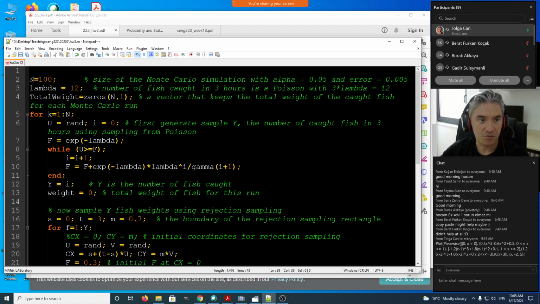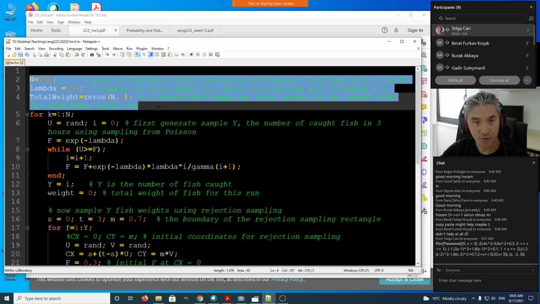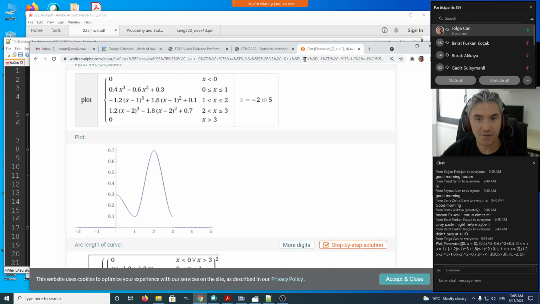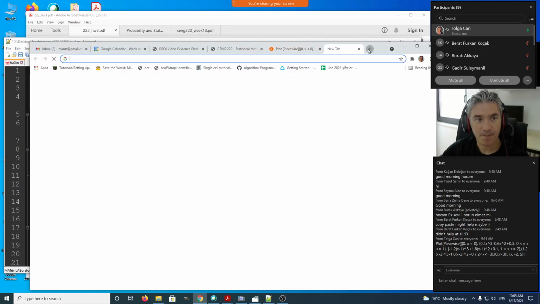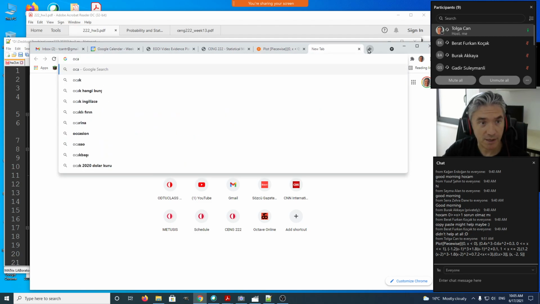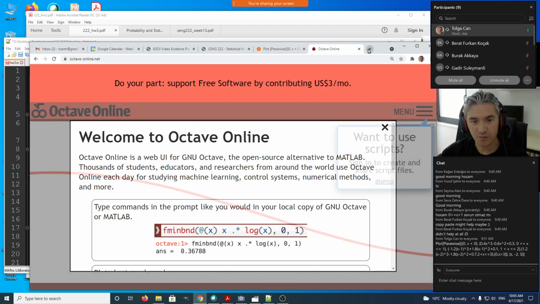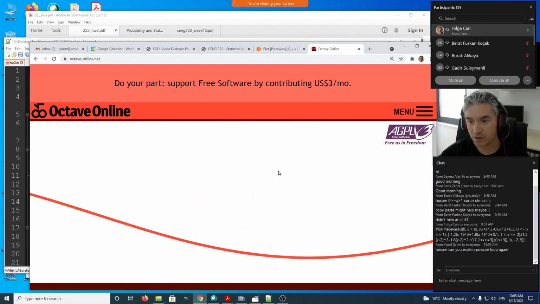Let's try to run this. I'm going to just copy them into Octave Online, and see the probability and how it's going to change.